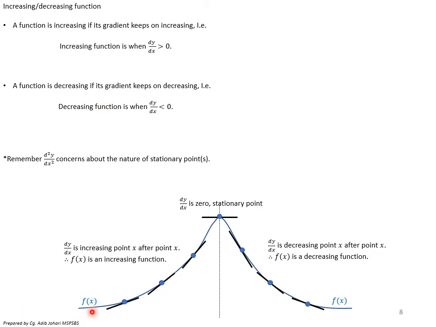So let's look at this function f(x). Let's look at the left side here. So you have function f(x) here. So this function is increasing, as you look at the gradient here, dy over dx or f dash x, it is positive. Alright, so if you look at the right hand side here, f(x) is decreasing, then you know the gradient will always be negative. Right, so that's it.